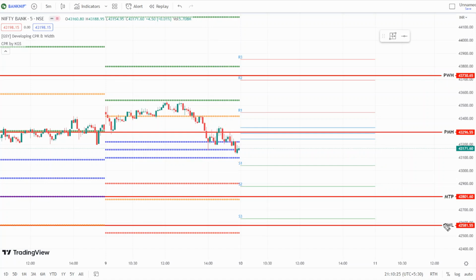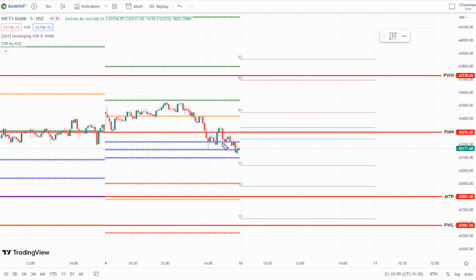Now you need to understand one thing: if the candles open tomorrow somewhere on the CPR, it is most likely to touch R1 or most likely to touch S1. And if the candles sustain R1 and R2, 50% of R1 and R2 will be your first target, and second target would be your R2. But if it does not break 43,730, then you can actually see candles coming down again to the CPR.